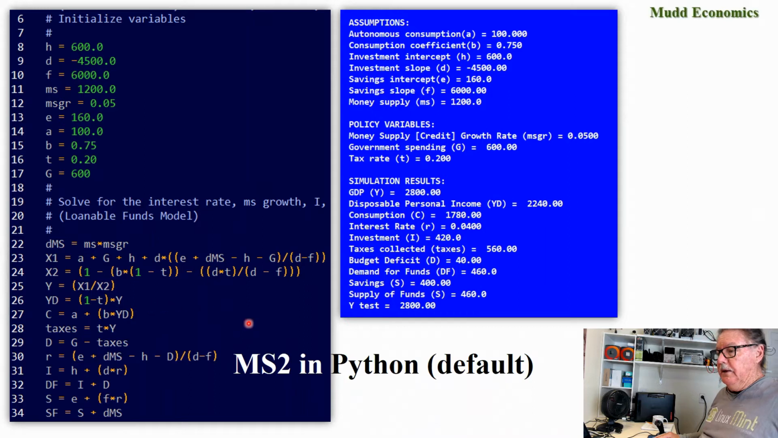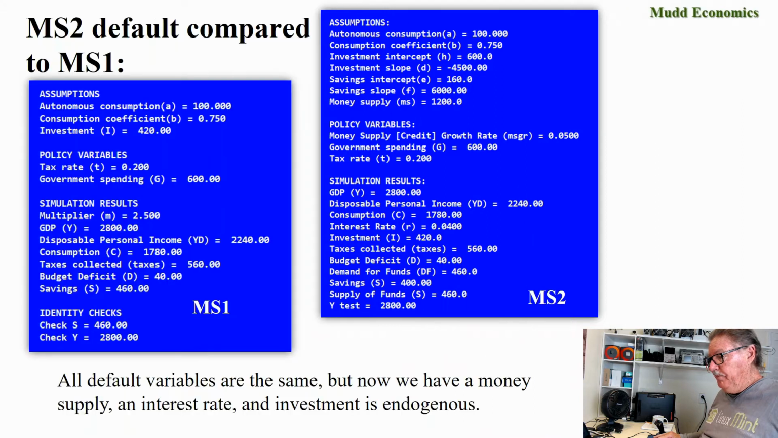Now, the thing that is interesting about this is I set this up, and it took a long time to do it, so that the default values are the same as the values in Macrosim 1. So let's compare that to make sure that's true. This was Macrosim 1, and GDP was 2,800. That's still true here. Income 2,240, still true here. Consumption 1,780. Taxes collected the same, the budget deficit the same.